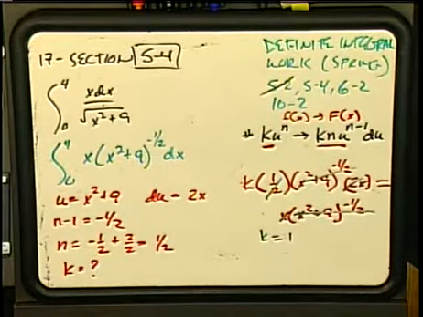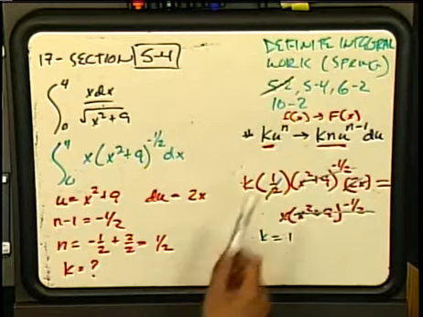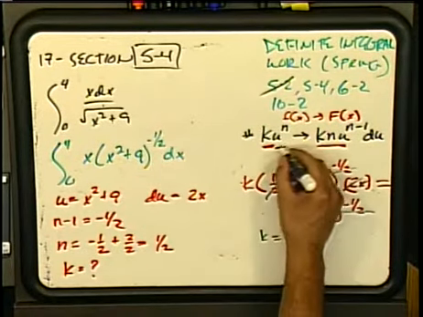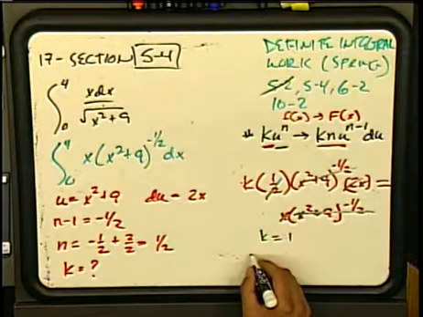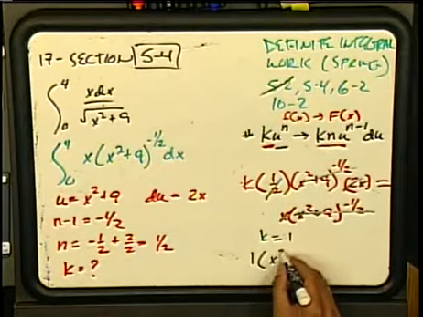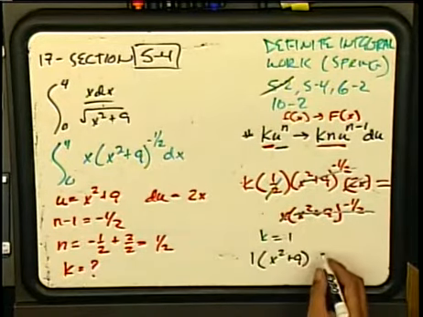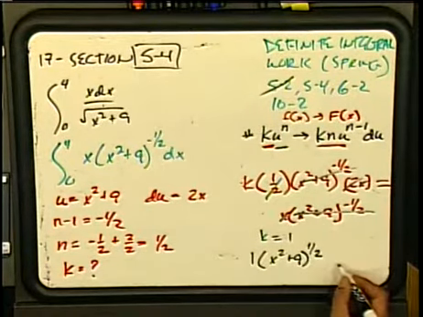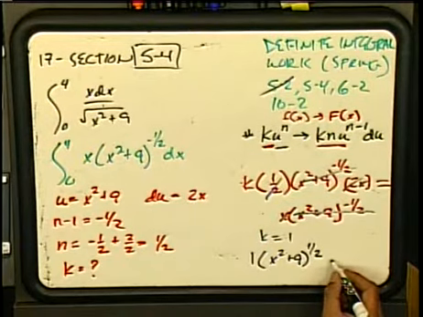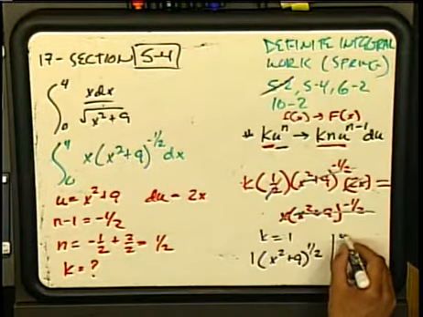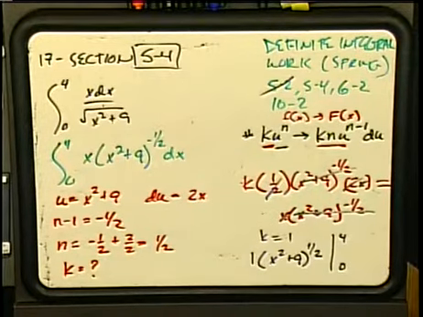k equals 1. And then rewrite it back in this form. So k equals 1, u equals x squared plus 9 to the n, which is 1/2. Plug in. I'm not sure if dx goes in there. I don't think dx goes in there. Yeah, dx doesn't go in there.